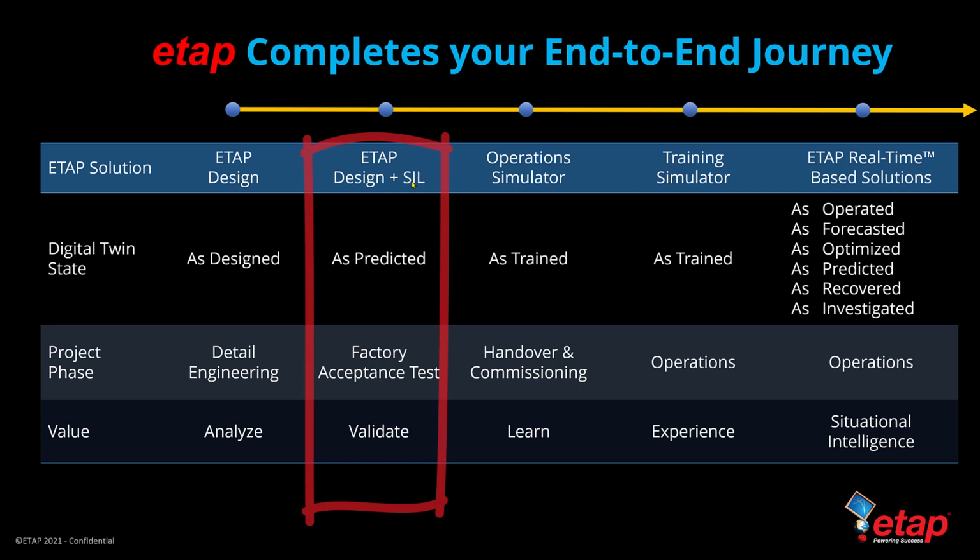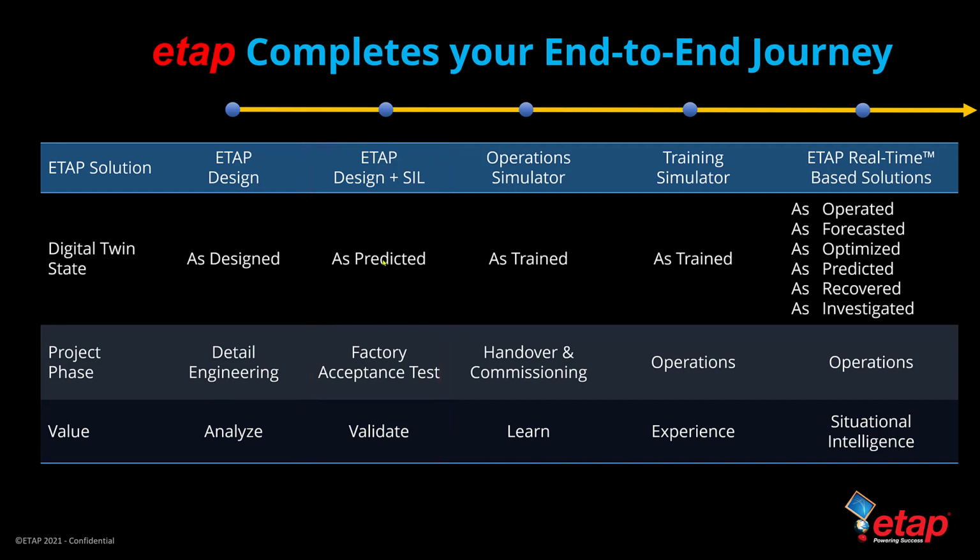So as we move further along in our journey, the ETAP design model now connects to another ETAP model, and together in tandem, they are performing a software-in-the-loop simulation. And the digital twin now is in the as-predicted state, where we can leverage it for factory acceptance test. In other words, I'm validating the performance of the model and the control system as designed before I'm moving into operations. And I'm using that to validate my control knowledge that I've put into my original ETAP design. That control knowledge can include microgrid controllers, power plant controllers, everything that was incorporated right up front in the design stage itself.